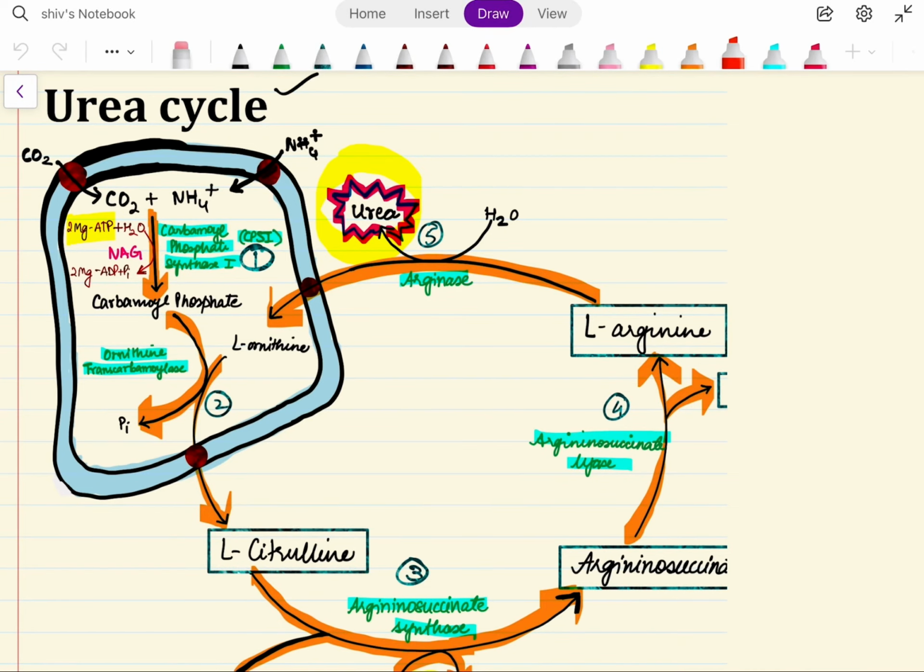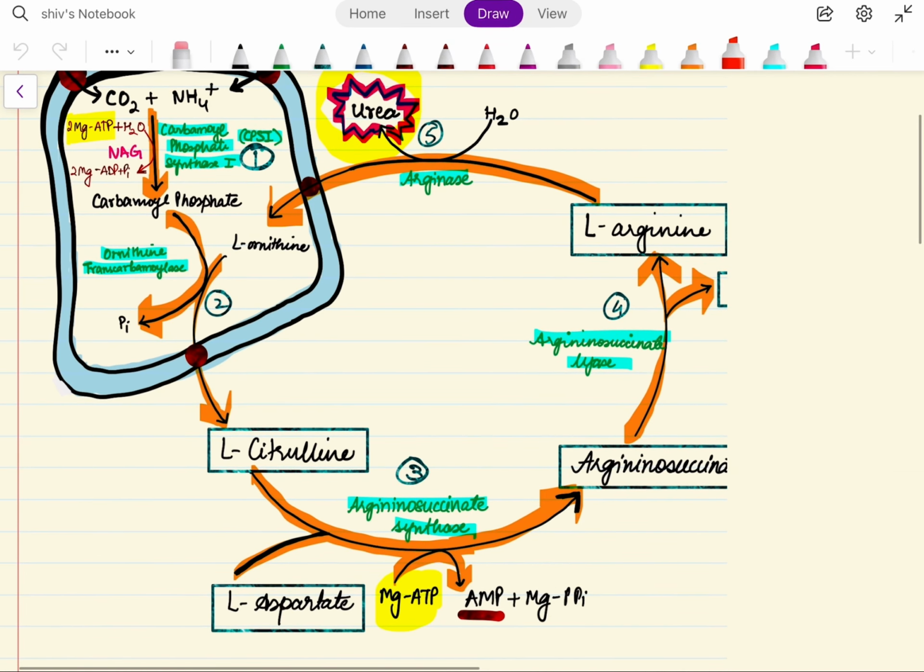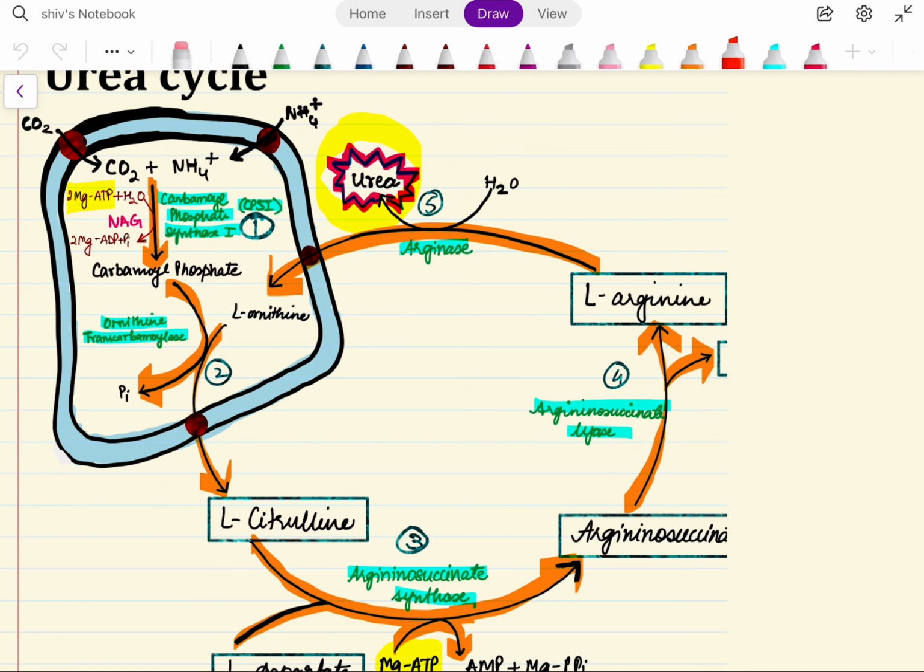Today we will be studying a very important topic of biochemistry, that is the urea cycle. So here is the cycle I'll discuss with you. But before that, let's look at some basics quickly.